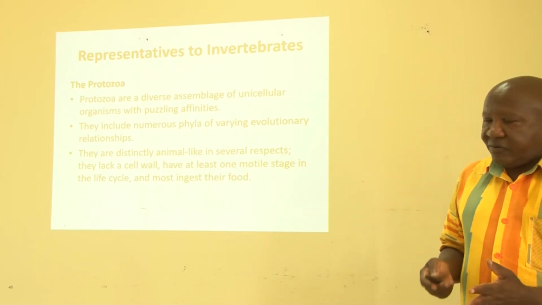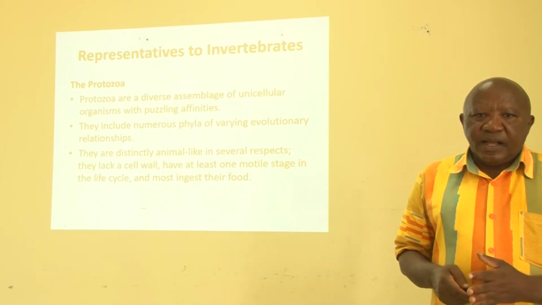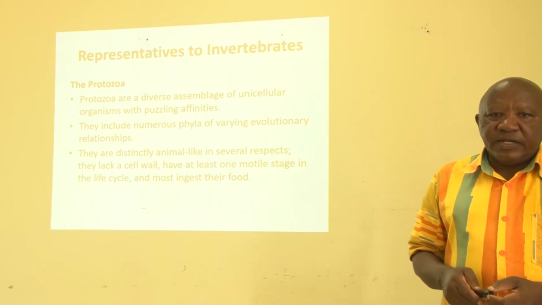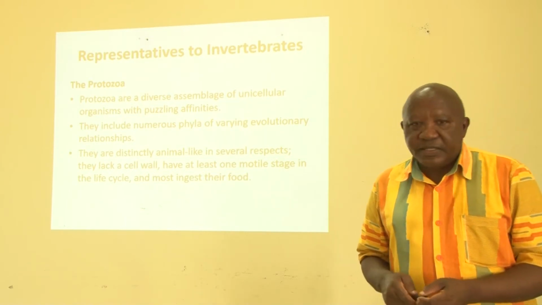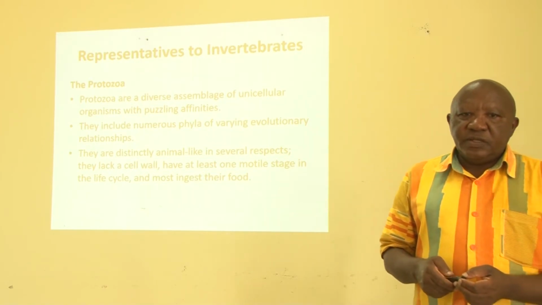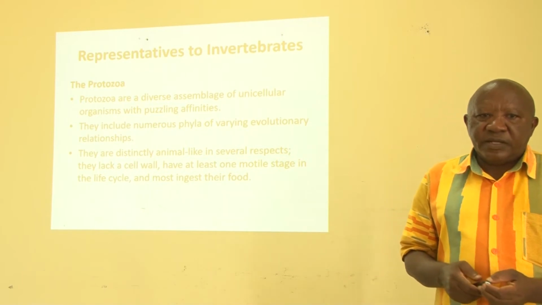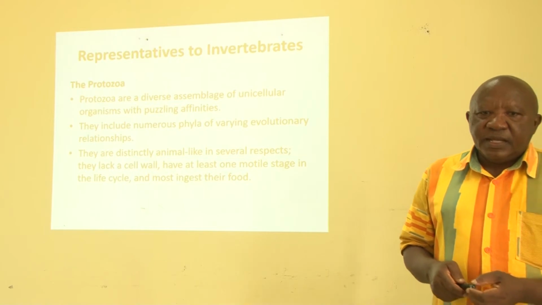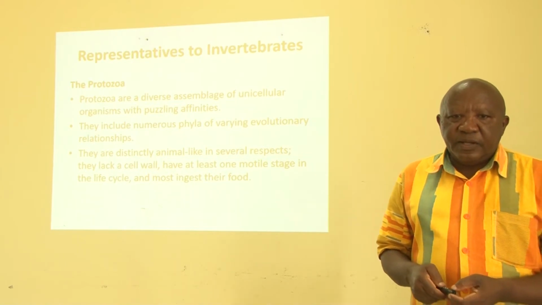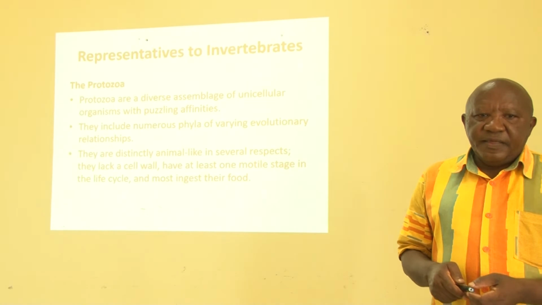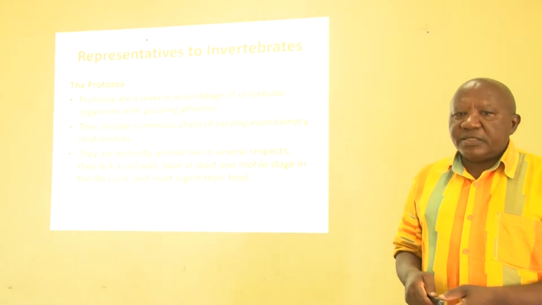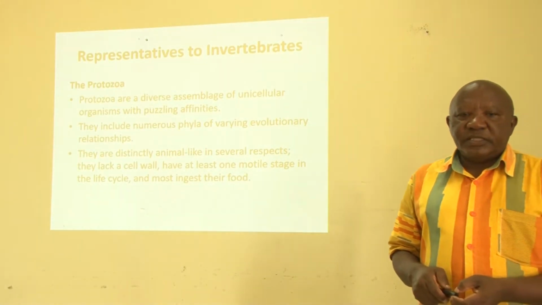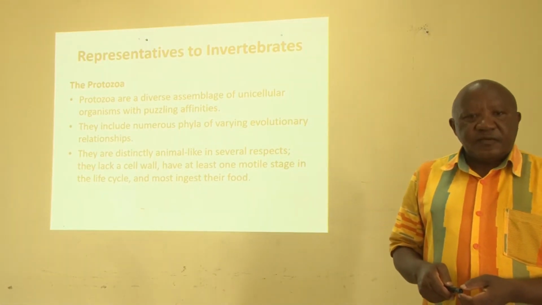Let us begin with the protozoa. Protozoa are a diverse assemblage of unicellular organisms with puzzling affinities. They include numerous phyla of varying evolutionary relationships. They are distinct from animals, but animal-like in several respects. They lack a cell wall. They have at least one motile stage in the life cycle, and most ingest their food.